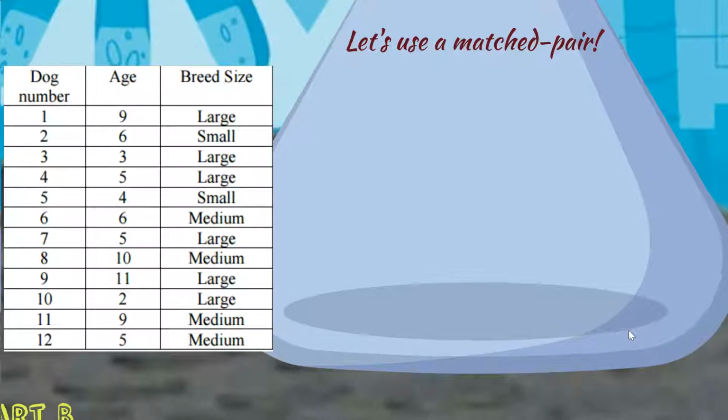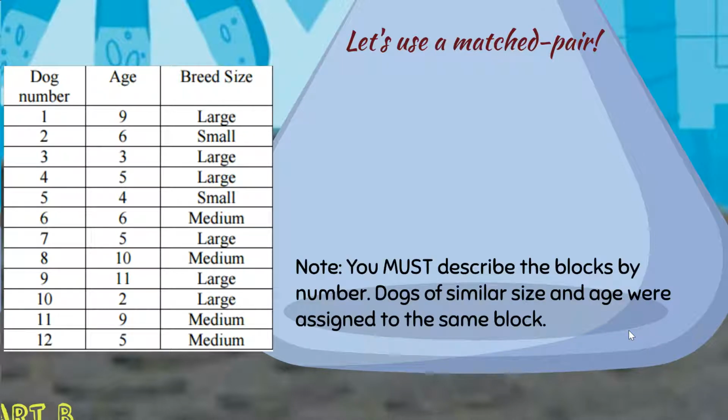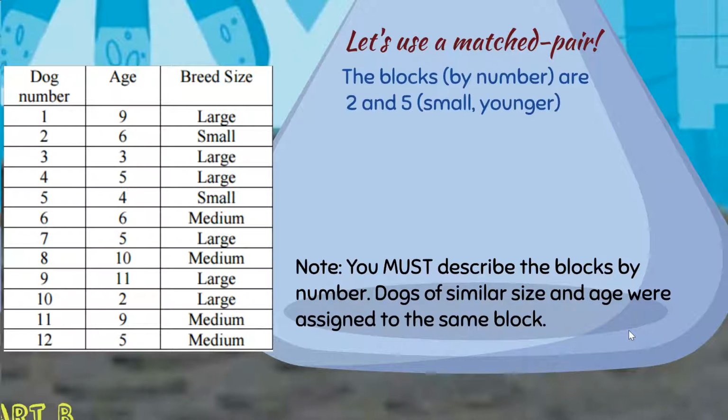All right. So this one, we're going to try doing a matched pair because keep in mind, you have age and breed size that you need to kind of organize, so it's a little interesting. So what you want to try to do is put 2 small dogs together that are similar in age. Well, there's only 2 small dogs, so you kind of have to do that. Also, make sure you describe the blocks by number. Again, similar age, so not too bad. Dogs 2 and 5. Dog 2 is small. Dog 5 is small, similar in age.